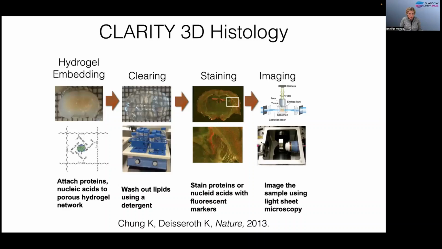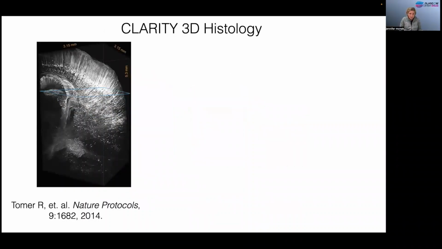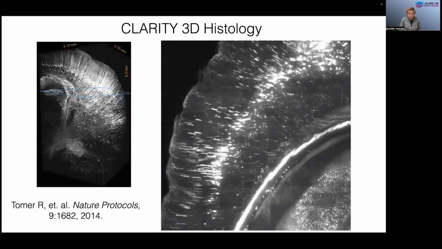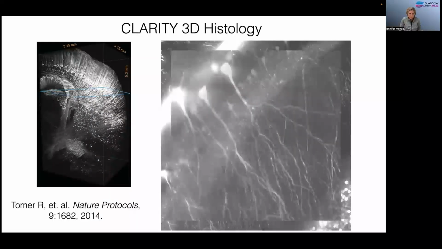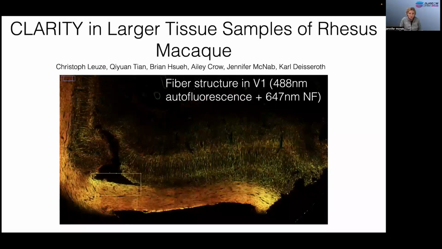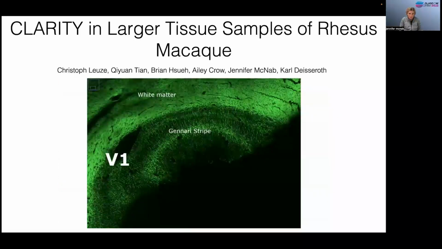Now, these images are very exciting. We can see a whole mouse brain here, which is about the volumetric limit that we've been operating at. Here we can see a whole mouse brain with exquisite visualization of individual neurons. We've also seen some very nice results in larger tissue samples of a rhesus macaque, showing some of the expected patterns in the visual cortex, and again here with the very easy to recognize Gennari stripe.